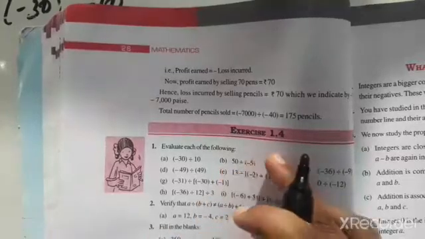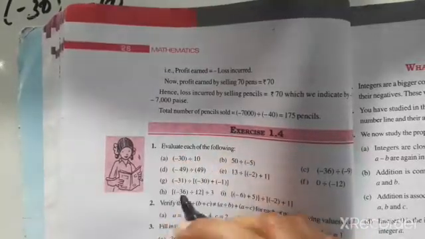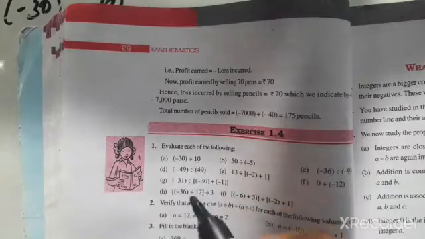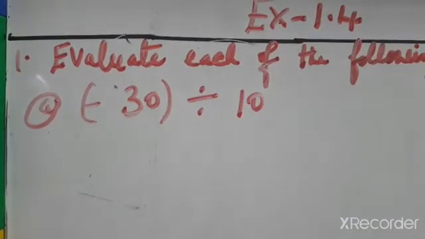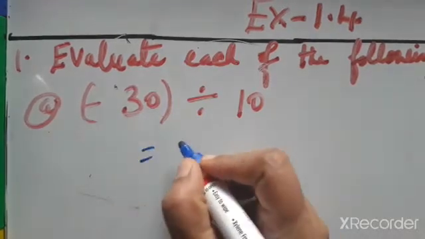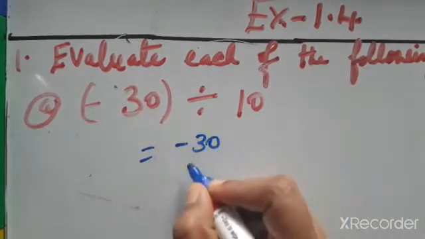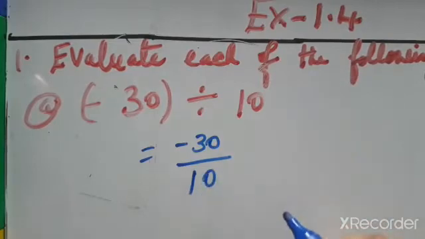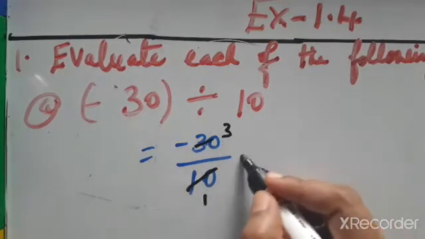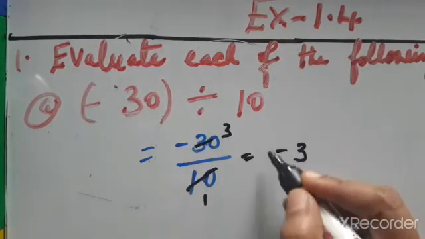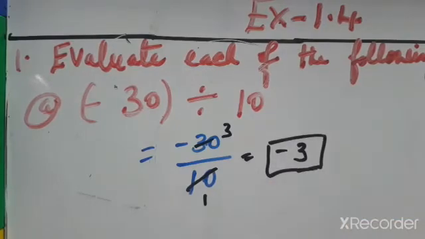Now exercise 1.4, evaluate each of the following. A, minus 30 divided by 10. How to write that? Minus 30 divided by 10 means minus 30 is the numerator and 10 is the denominator. Now in which table will it divide, children? 10 ones are 10, 10 threes are 30. The answer is minus 3.